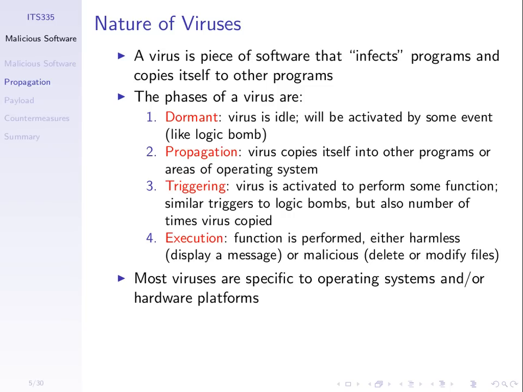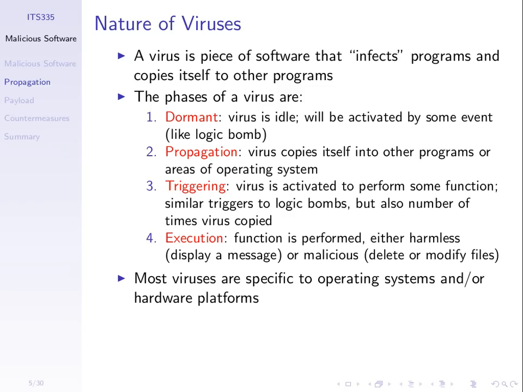A virus is a piece of software that infects programs and copies itself to other programs. So a virus somehow infects some existing software and then copies itself to other instances of either that software or other software. A simple example: think of Microsoft Word as a program. There's an executable, word.exe. If a virus infects that program, we can think it infects that executable file. And then that virus may copy itself to other programs. So if it's infected word.exe, then it may later copy itself to excel.exe and try and infect that. That's the general concept.